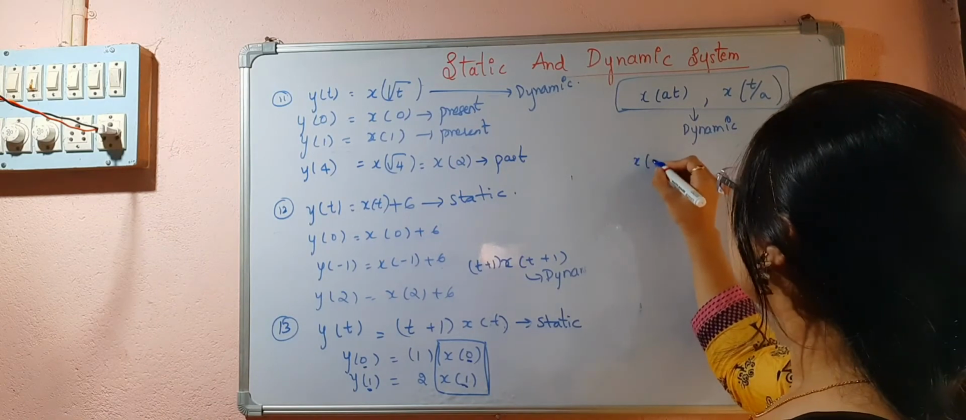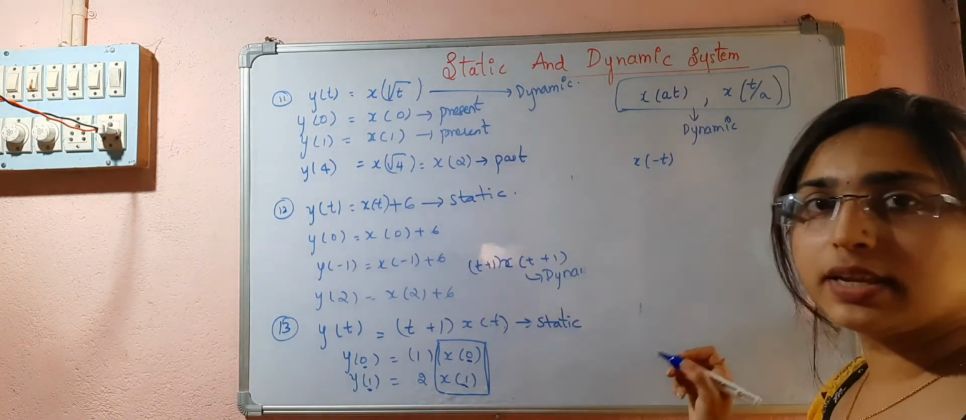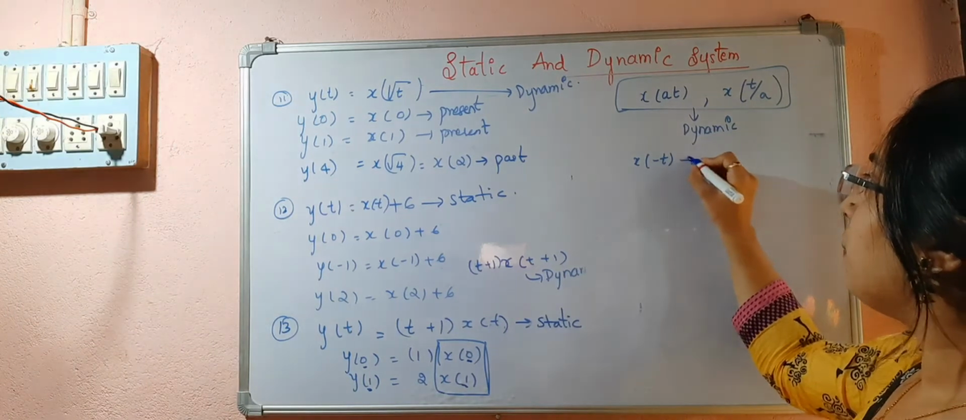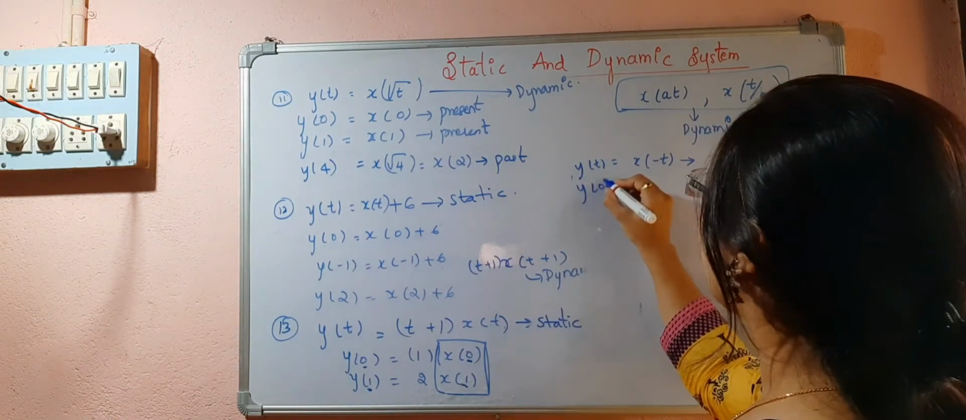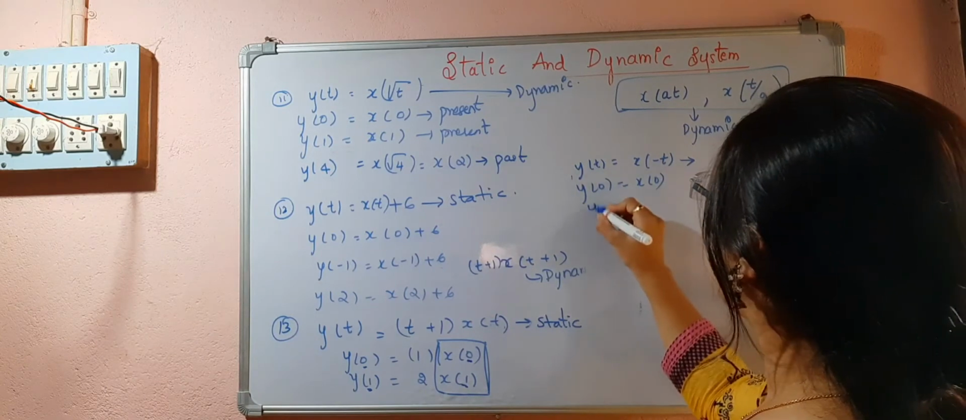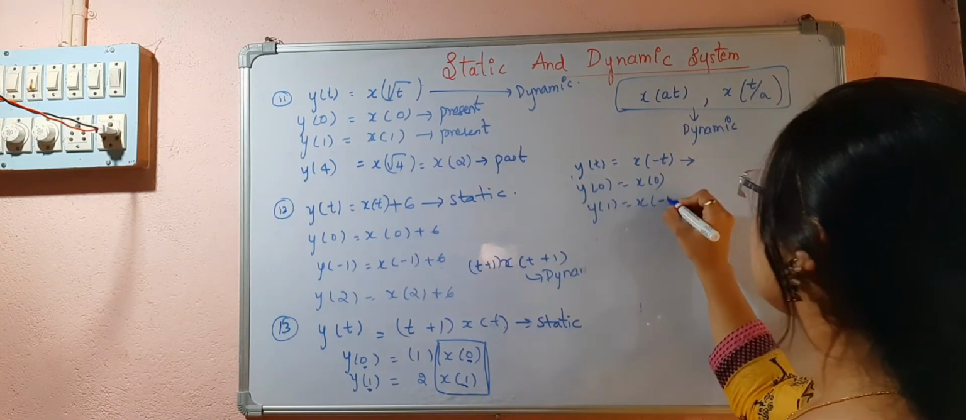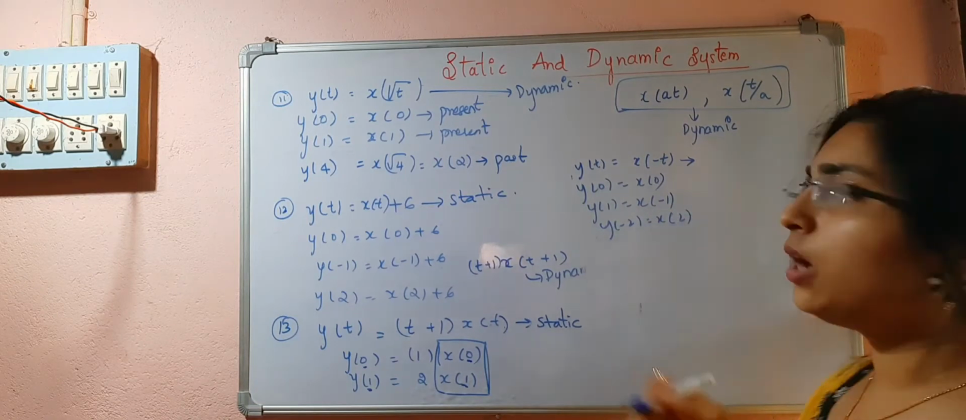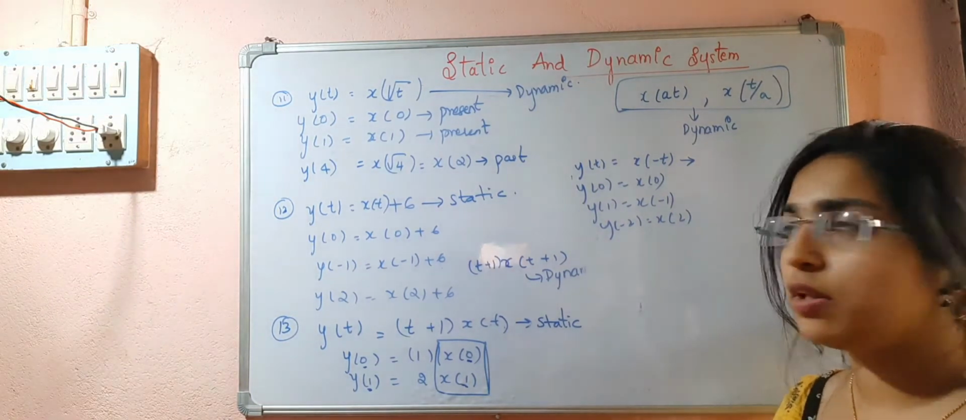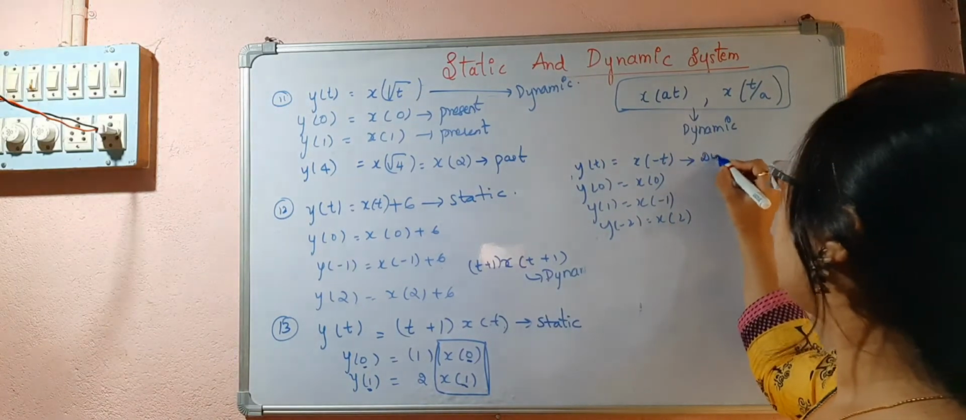If I perform the reversal operation on the signal, y of t is equal to x of minus t. y of 0 is x of 0, but y of 1 is equal to x of minus 1, and y of minus 2 is x of 2. So it is depending upon the future and the past values of the input. So this becomes a dynamic system.